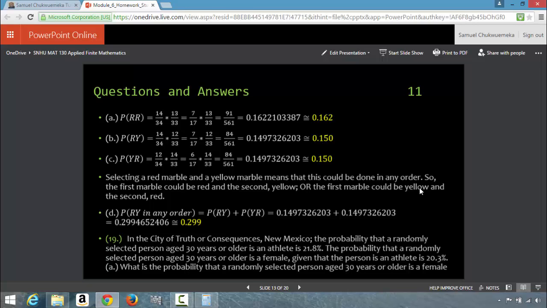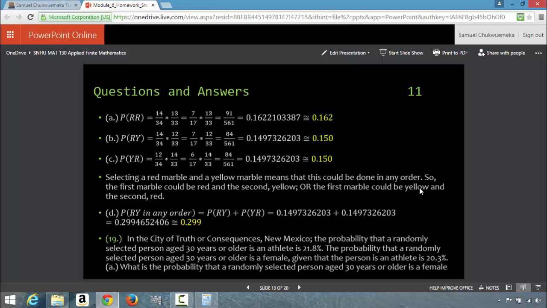In the city of Truth or Consequences, New Mexico, the probability that a randomly selected person aged 30 years or older is an athlete is 21.8%. Okay, please don't be scared of all this English they write. 30 years or older, they just put it there. That 30 years is to confuse you. Okay, just look at the probability.